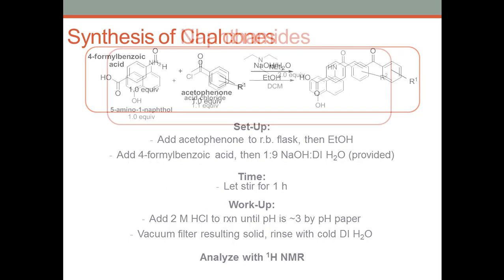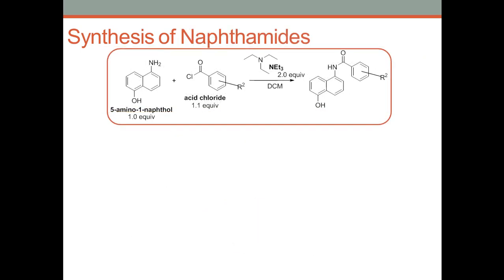The Naphthamides also utilize a nucleophilic acyl substitution reaction between the amino group, this is the more nucleophilic group of our 5-amino 1-naphthol starting material, and then the acid chloride electrophile. So now it's the acid chloride that's going to differ on the different drugs, and you just subject these two with stoichiometric base, triethylamine, and you will get your product.